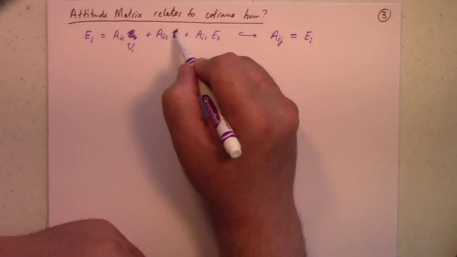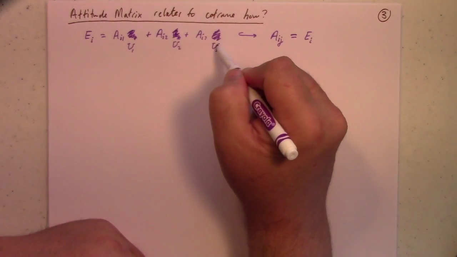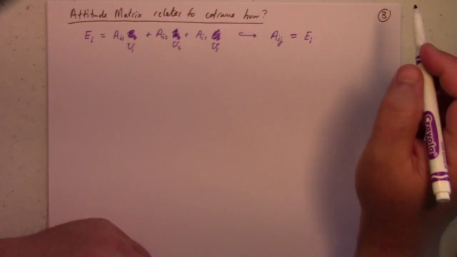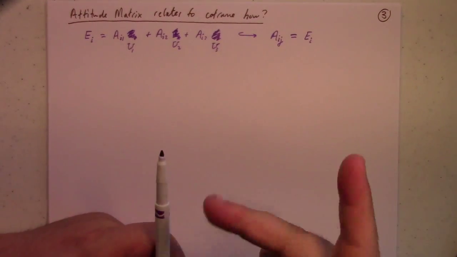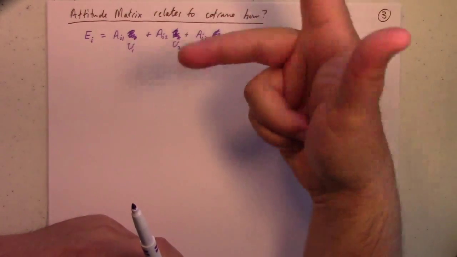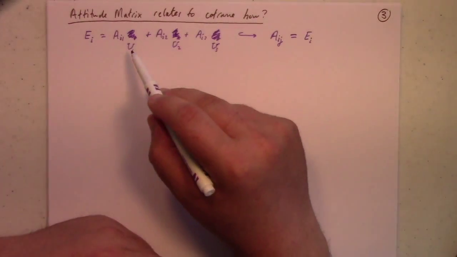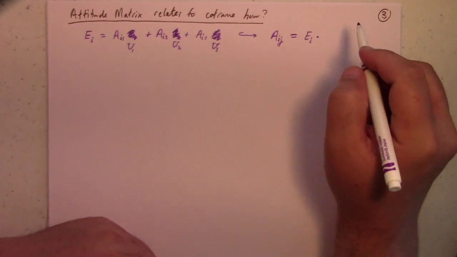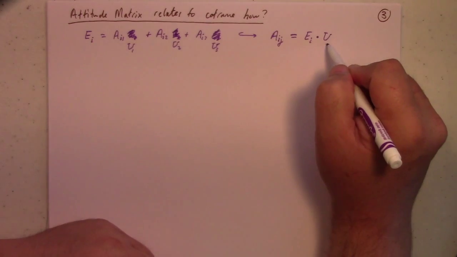U1, U2, U3, right? That's the whole point: the attitude matrix connects the frame to the Cartesian frame. In some sense, the direction, how the frame is situated, its attitude in R3, is fixed by this. So what we really have is Aij is Ei dot Uj. It's a bridge between worlds, a bridge between the E frame and the Cartesian frame, right?